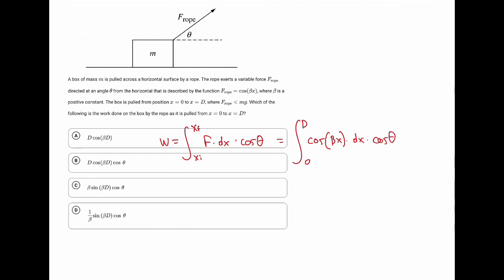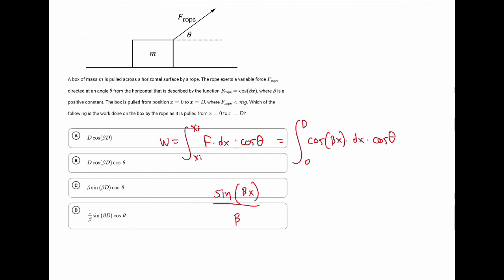So we need to integrate the cosine. Although the integral of cosine is sine, so the integral is sine beta x, if we just leave it like this, it is wrong, because we need to divide by the beta. This is because of the chain rule of the derivatives.